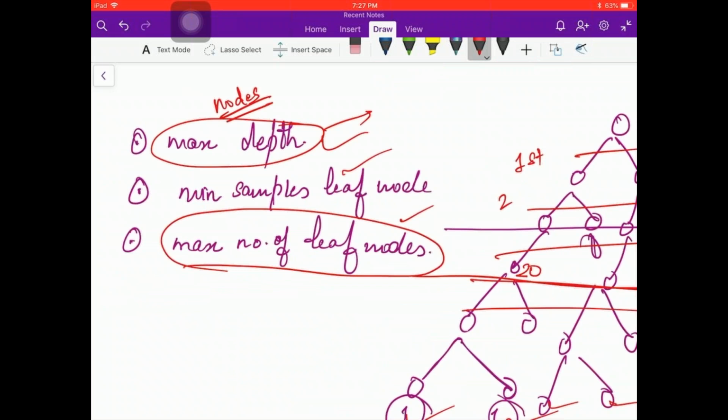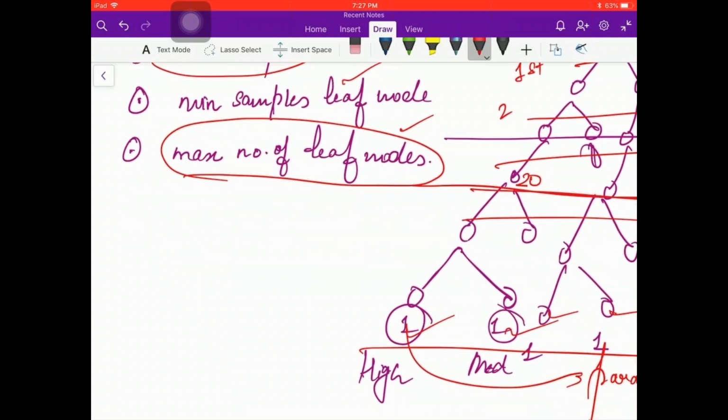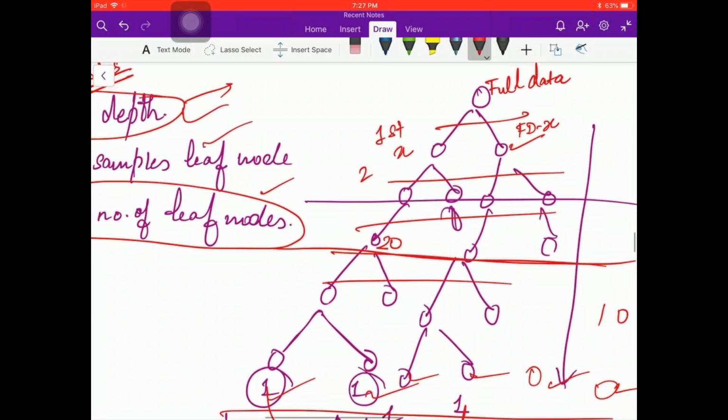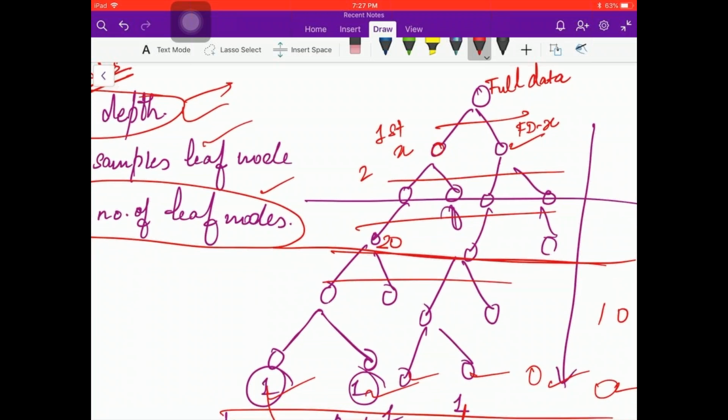Then you can also use the minimum samples leaf node. After a certain point, each of these nodes will keep on splitting. So this is your full data. Then this will be some x and this will be full data minus x. Like this, each node will go on having a lesser number of data points.